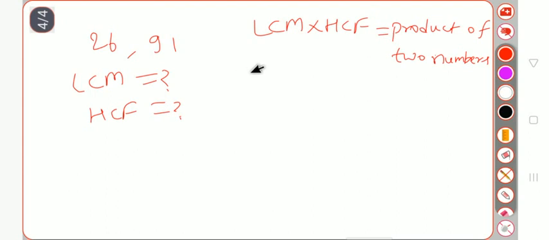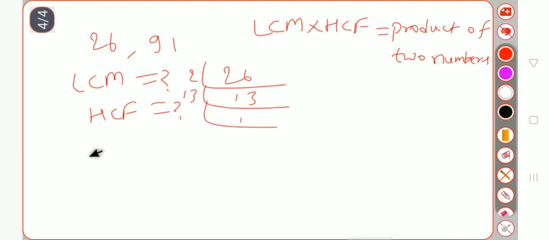Okay, so just do the prime factorization of 26. 26, now 2, 13, 13, 1. So the prime factorization of 26 is 2 into 13.